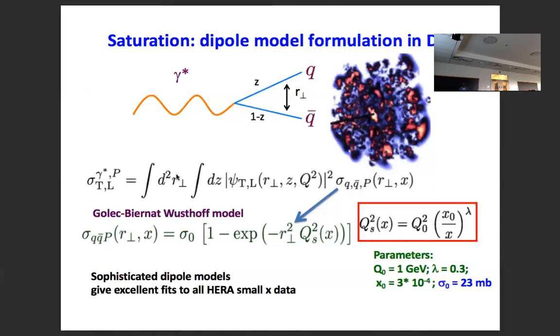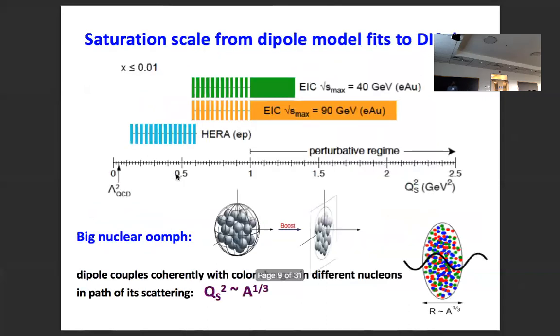Now, the physics of saturation is seen in the fact that if you were to imagine Qs were to become a large semi-hard scale, then you're seeing hadronic-sized cross-sections in deep inelastic scattering, even though the sizes of the dipoles are small. Okay, so that's really the physics, is that the density of gluons that the QQ bar pair is scattering off is so large that it's interacting with hadron-sized cross-sections. And there are more sophisticated versions of this model, and they can be shown to give excellent fits to all the HERA small x data. It's not just the inclusive data, but diffractive and exclusive data at small x.